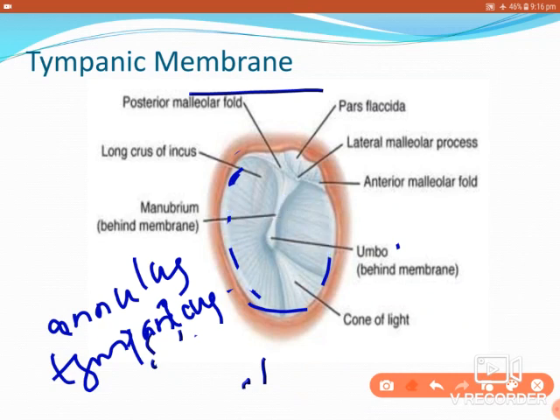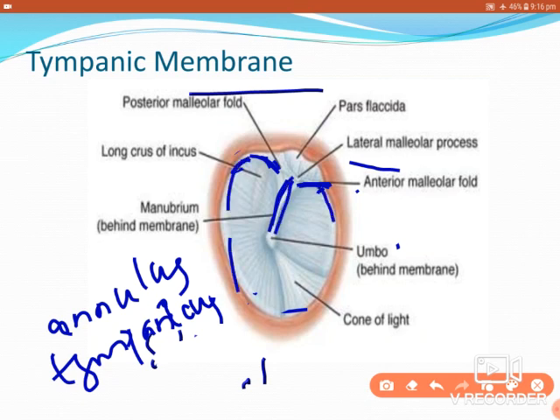Then in the upper part there are two notches in this rim. There you can see the attachment of the anterior and posterior malleolar folds, which are mucosal folds due to the lateral process of the malleus. This is the handle of the malleus. So this entire part of the tympanic membrane is called the pars tensa.